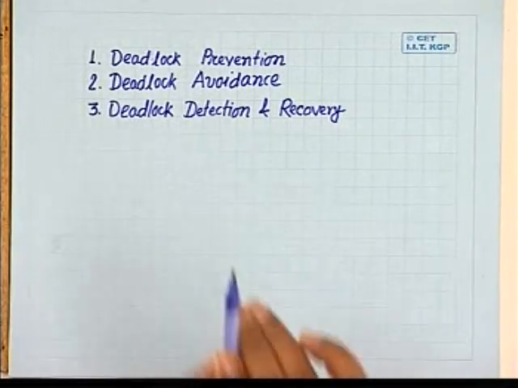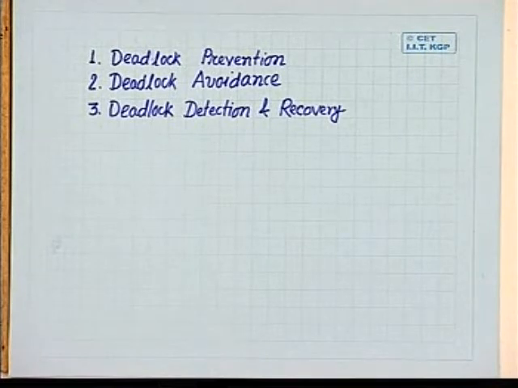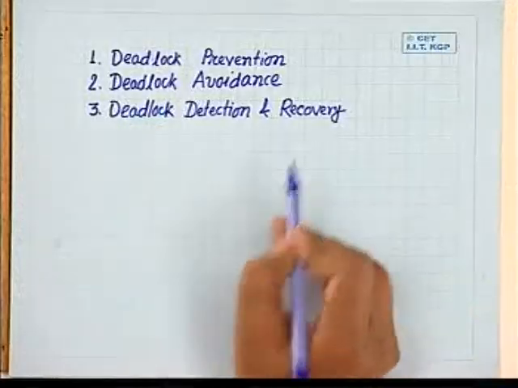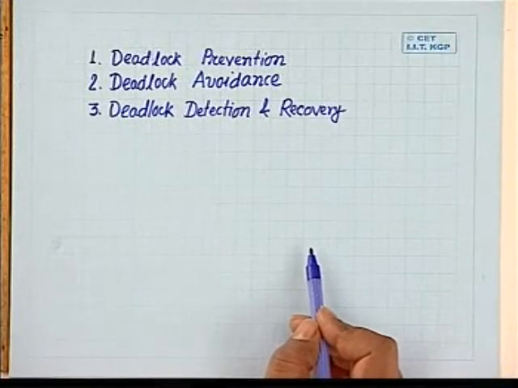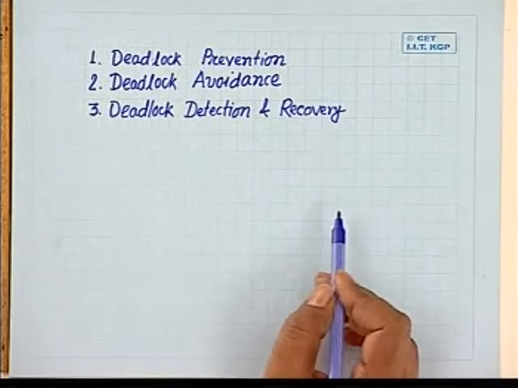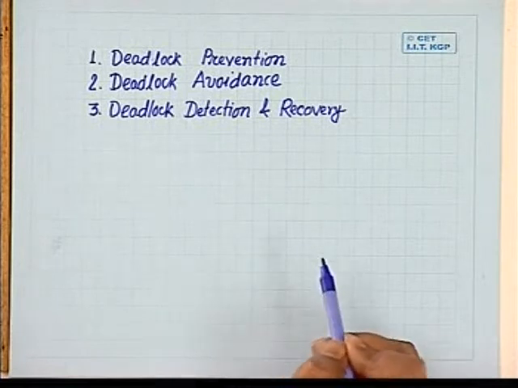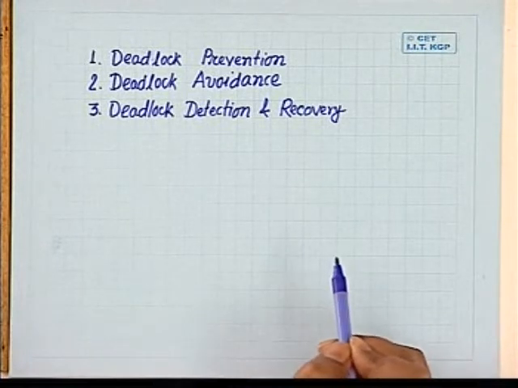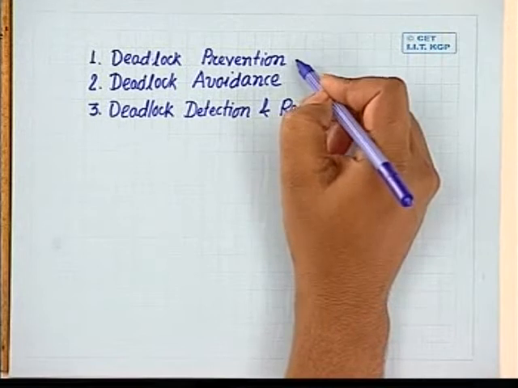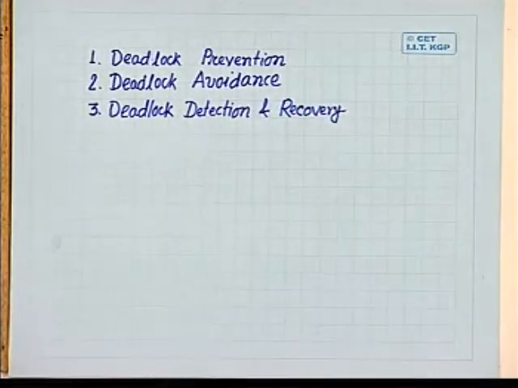And it is this deadlock detection and recovery, where we allow the system to allocate the resources whenever they are available, and periodically check whether there has been a deadlock or not. If there is a deadlock, you try to break it. This is an approach we don't want to take, because it leads to inefficient utilization of resources and a lot of waste. However, what is preferred is either deadlock prevention or deadlock avoidance.